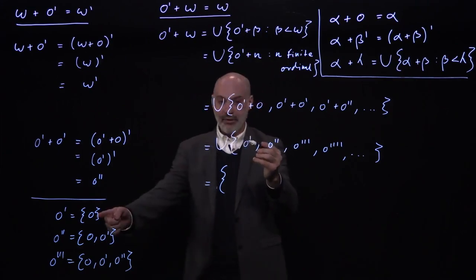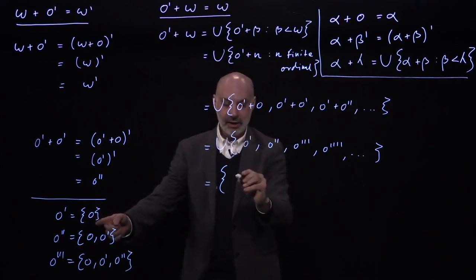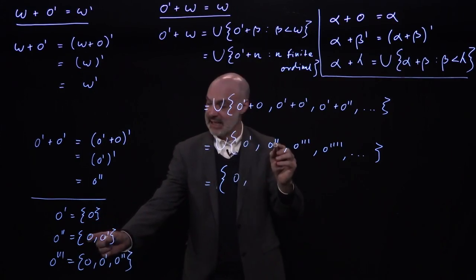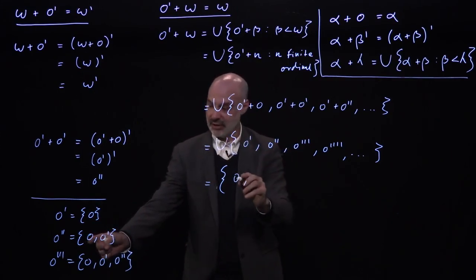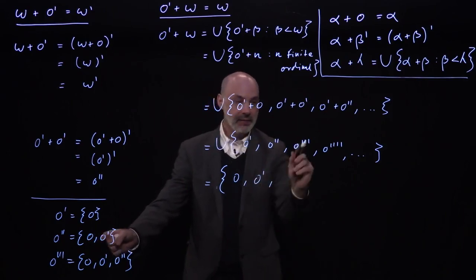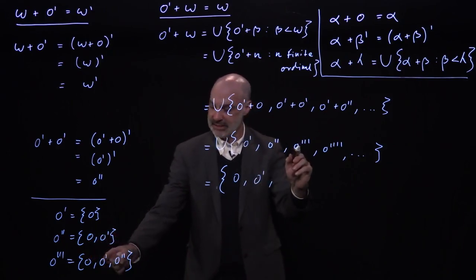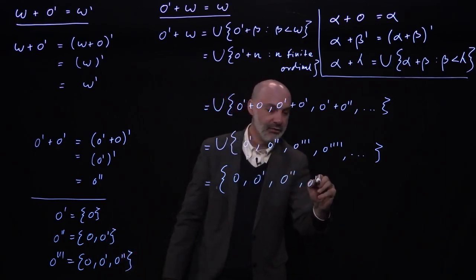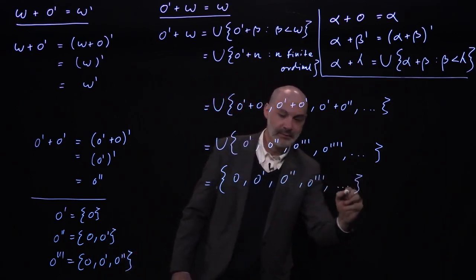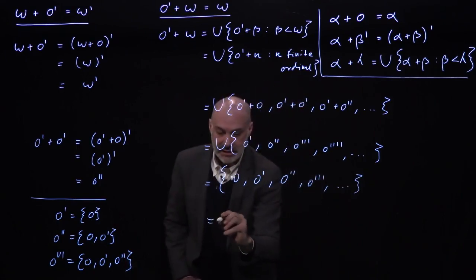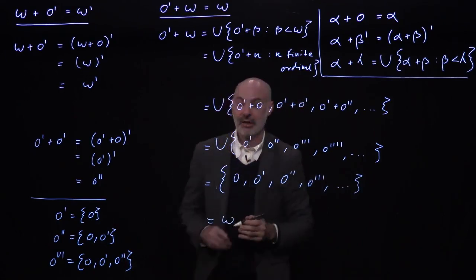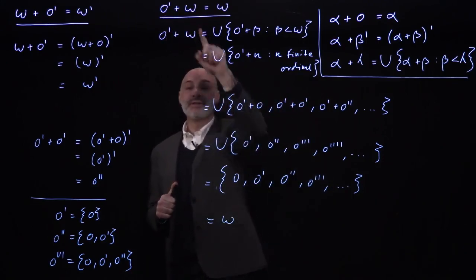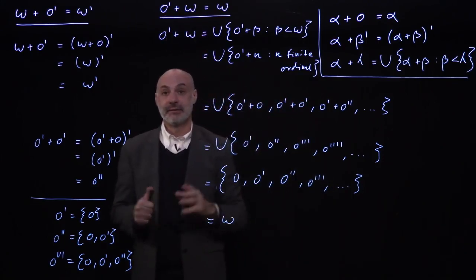So we pool together every element in 1, so 0, plus every element in 2, which is 0, it's already there, and 1, plus every element in 3, 0 and 1 are already there, plus 2, and so forth. And this, of course, is just omega. So we've proved our result. 1 plus omega is just omega.